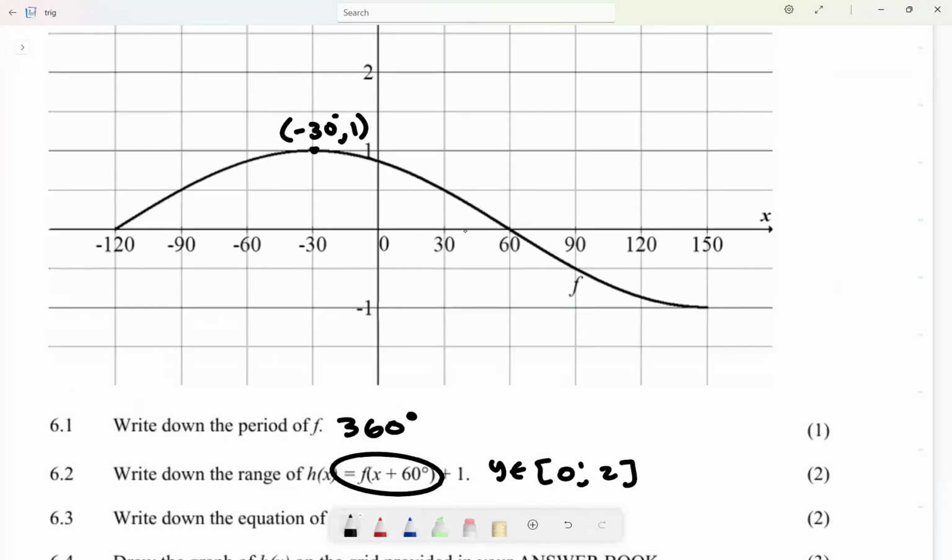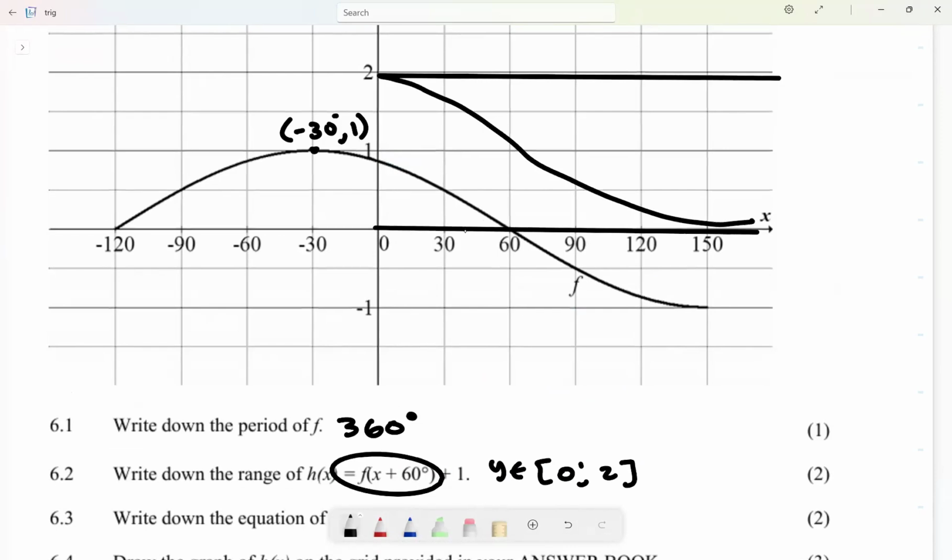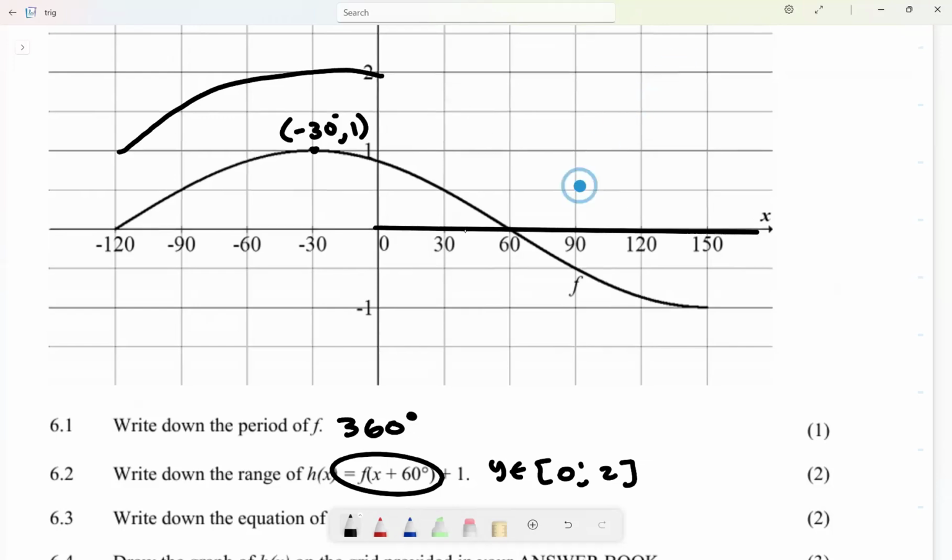But now when we add 1 to it, it means I need to move my graph up. This maximum, I need to move it up like that. So can you see now my range and my graph will look something like this. This is what happens. So my minimum, even without looking at the equation, is 0, and the maximum is 2.